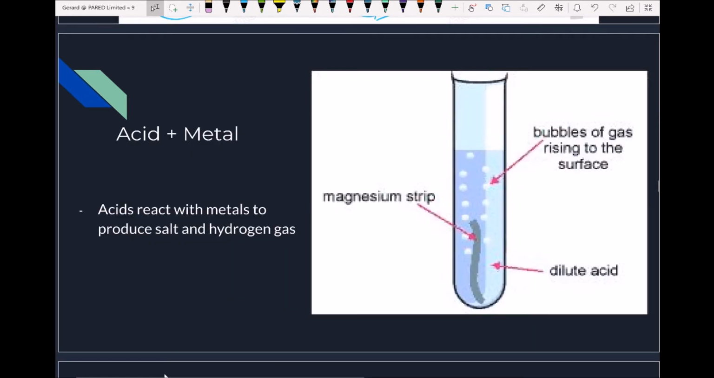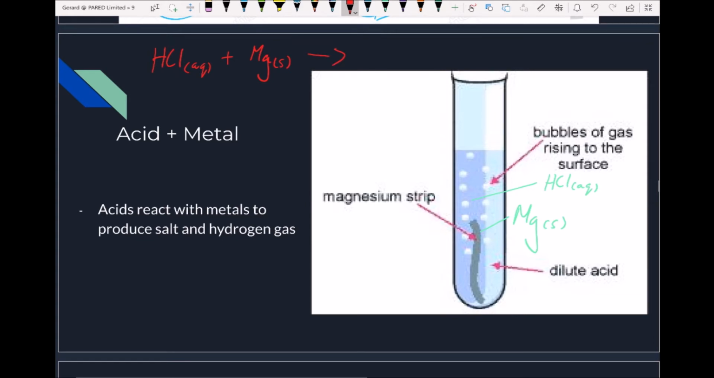Acids and metals react to produce salt and hydrogen gas. If we have a look at our diagram here, we can see we've got our piece of metal, magnesium, and it's sitting inside a dilute acid, so let's use hydrochloric acid again. The way this will look when we write out the reaction is: hydrochloric acid, aqueous because it's dissolved in water, reacts with magnesium, that's a solid, and that's going to produce salt.